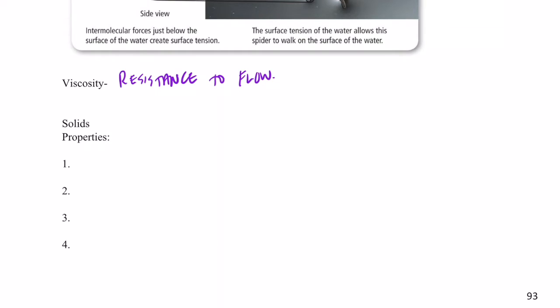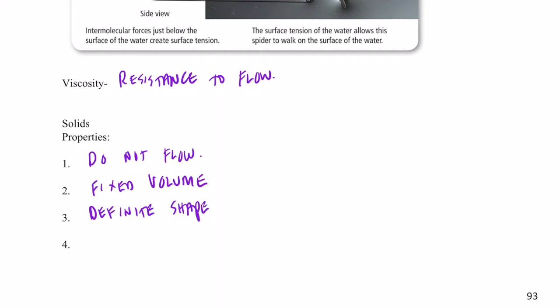All right, properties of solids. Well, solids, as you know, do not flow. Solid particles are so strongly attracted to one another that they can't move past one another in their solid phase. When they form those crystal lattices, they can vibrate back and forth and up and down, but they can't move past one another. So we say that solids do not flow. Solids have a fixed volume, just like liquids do. But they don't take the shape of their container. Solids have a definite shape.